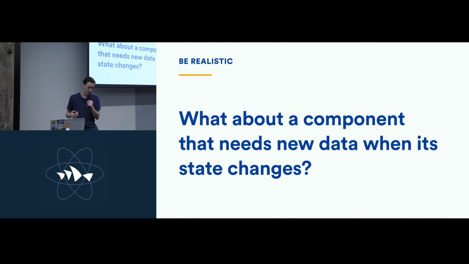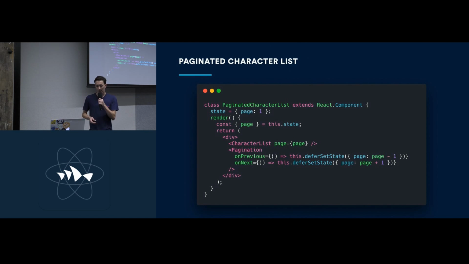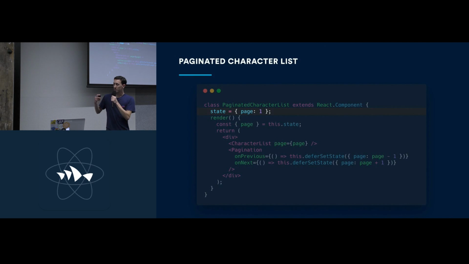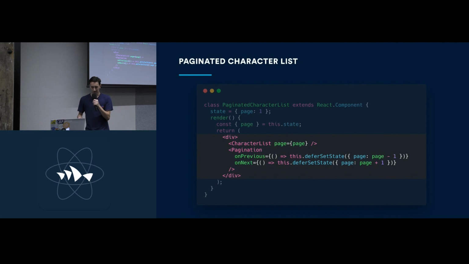But what about a more realistic use case? What about when a component needs to fetch new data whenever its state changes? So we can extend our example from just a simple character list to a paginated character list component with some state. So what we'll do is this paginated character list component keeps track of the current page, and then in the render method, it renders the character list as well as a simple pagination component. And that pagination component will just have next and previous buttons.